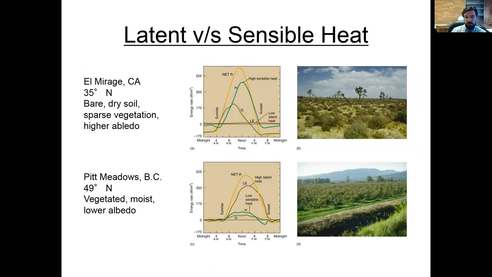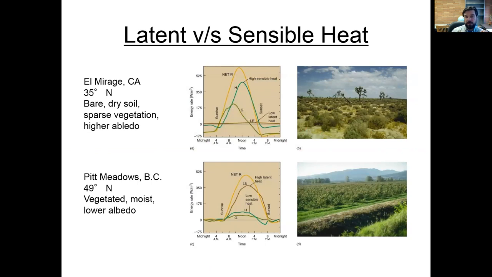So here's a couple comparisons between British Columbia and a location in California. And again, just by looking at the pictures, you can see one area is fairly irrigated. It looks like a crop, maybe vegetables or fruit orchards that are growing there, and you have an irrigation canal right there in the foreground. So that's going to have a high latent heat, low sensible heat. The latent nature of a moist environment is going to help moderate that heat too.